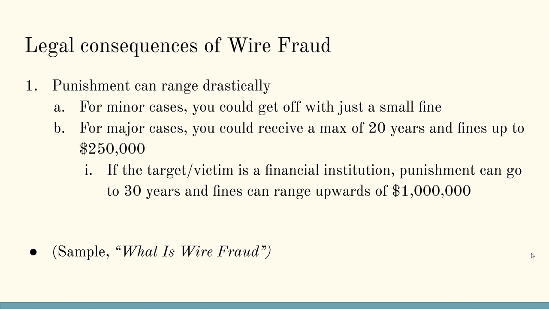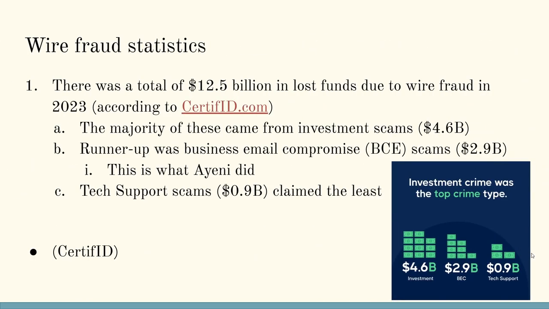More about the consequences of wire fraud. Punishment can range drastically. For minor cases, you could get off with just a small fine, but for major cases, you could receive a max of 20 years and fines up to $250,000. If the target is a financial institution, punishment can go to 30 years, and fines can range upwards of $1 million. So, don't do that.